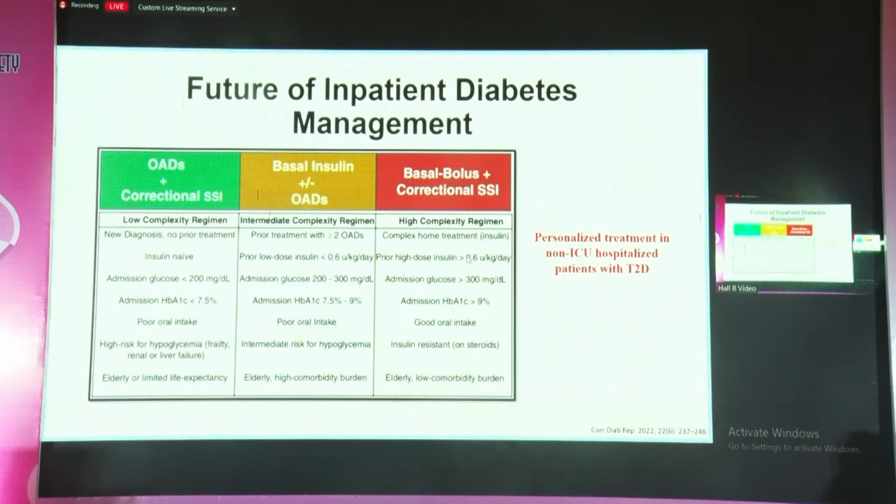On the other hand, when the patient was already on a complex regimen at home, when the daily requirement of insulin is more than 0.6 unit per kg per day, when the admission blood glucose is more than 300 milligram per deciliter, A1C is more than 9%, the patient is taking food on a regular basis, or the patient has insulin resistance because of steroid, it is always better to start with a basal bolus regimen straight away, which we often prefer in the hospital setting, supplemented by a correctional dose of insulin. And that is how we can categorize our patients and tailor the management of diabetes in the non-ICU setting in hospitalized patients using both insulin as well as oral anti-diabetic agents.